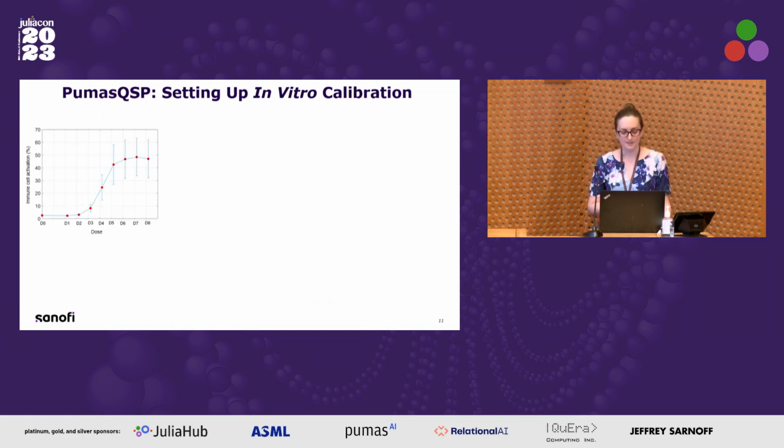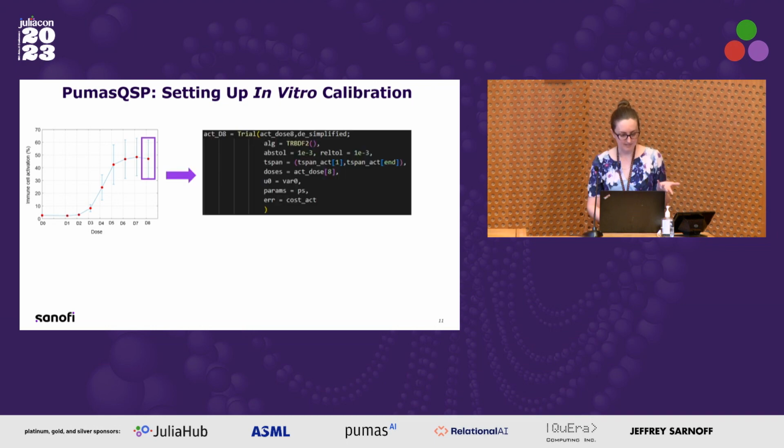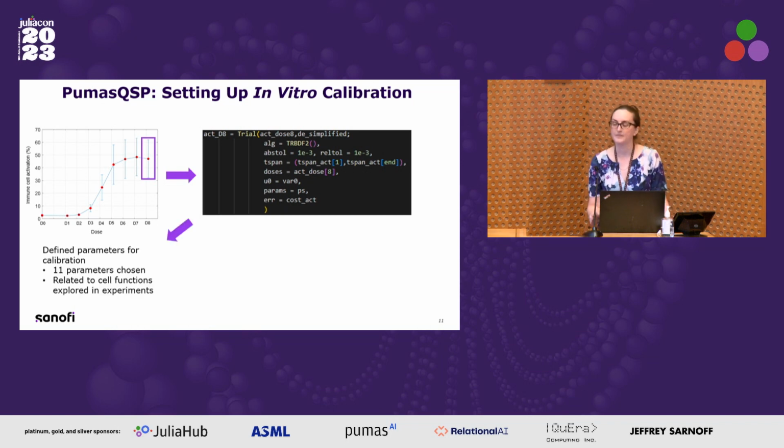After we had our model, we started to move it into Pumas QSP, and Pumas QSP is really based around the idea of the trial. For our in vitro case, we defined trials for each of the doses that was explored in our 2 experiments. This is the syntax of our trial. We give it the data that we want to match in our calibration at that dose. We define initial conditions, the cost function, and the dose as well.